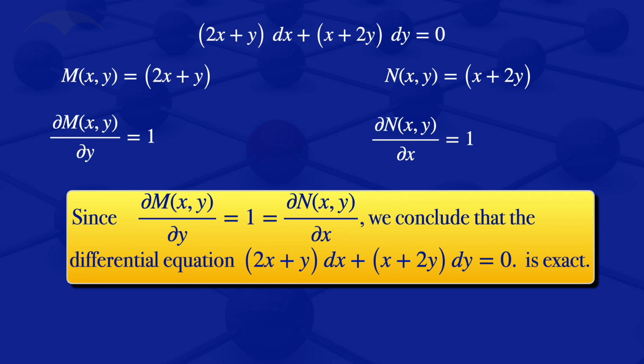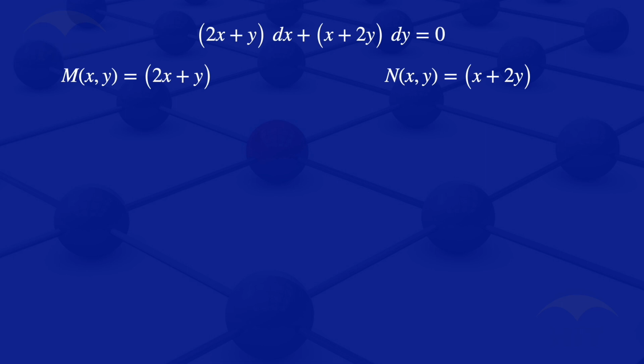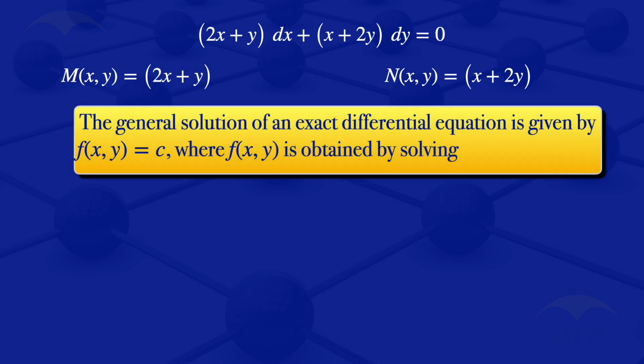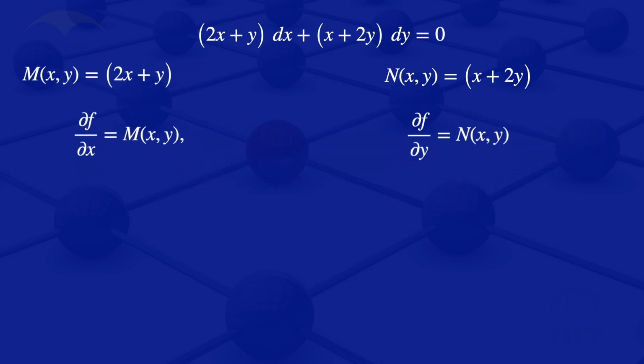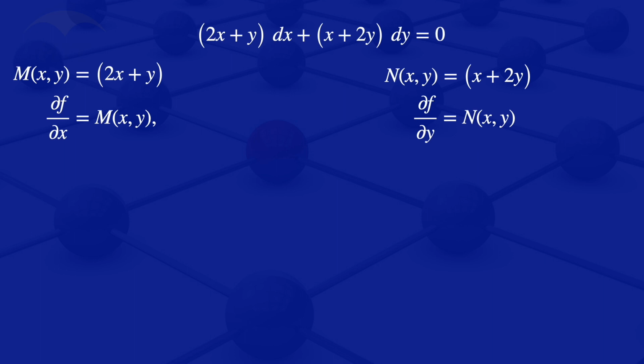Since the differential equation is exact, I will now go on and solve it. The general solution of an exact differential equation is given by f(x,y) = c, where f(x,y) is obtained by solving the equations: partial derivative of f with respect to x is equal to M(x,y), where the M is this one here, and, solving the second equation, partial derivative of f with respect to y is equal to N(x,y), where the N is this one here. So I now go on and solve for f(x,y) using those equations.